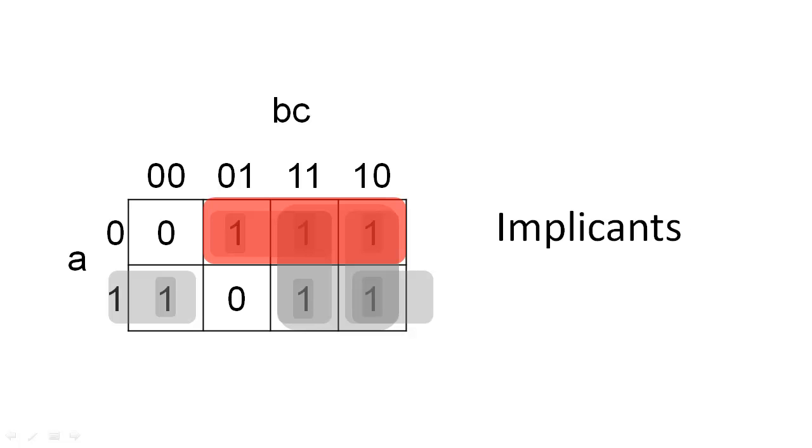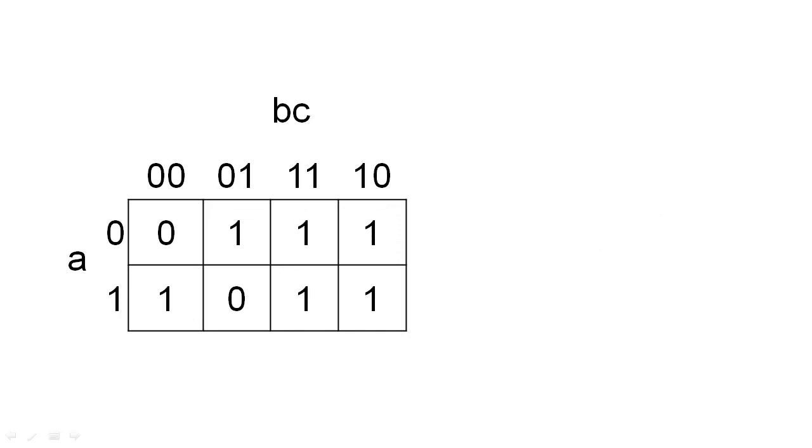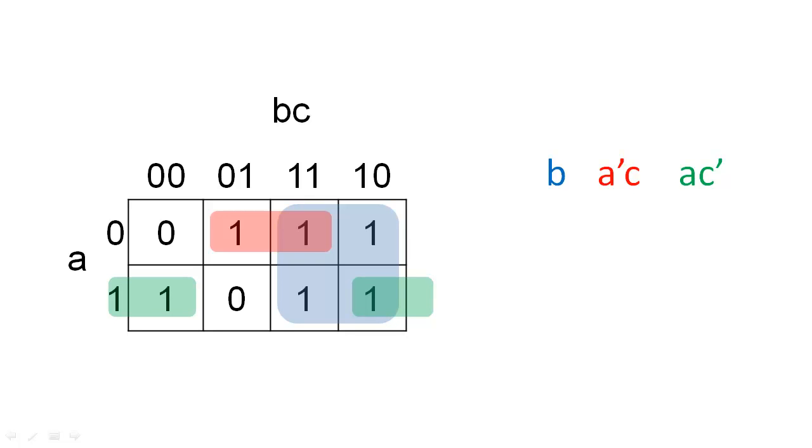If an implicant is not fully encompassed by another grouping, that implicant is called a prime implicant. This Kmap has 3 prime implicants. We create minimal Boolean expressions by translating the prime implicants into Boolean expressions. For example, all cells in this prime implicant are 1 when B is 1. All cells in this prime implicant are 1 when A is 0 and C is 1. All cells in this prime implicant are 1 when A is 1 and C is 0. Notice that this prime implicant wraps around from one side of the map to the other. To complete the expression, we simply OR these product terms of the prime implicants together.